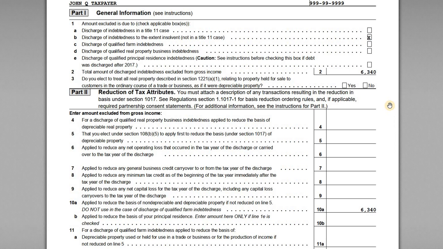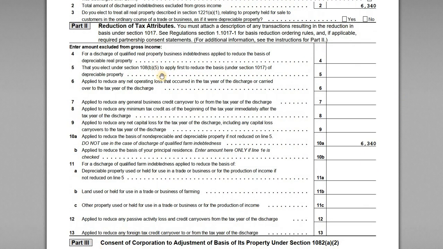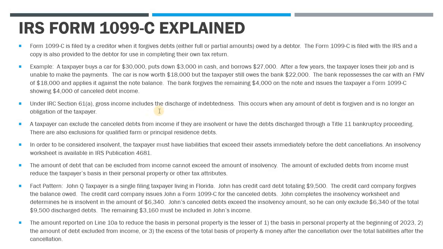Remember, the total amount that was canceled is $9,500, but he cannot exclude all of that from income because he's not insolvent to that full amount. It's capped at $6,340. Once he completes these two fields, part 2 is the reduction of the tax attributes. Line 10A is where we report the reduction in basis of non-depreciable and depreciable property. So the $6,340, how did we come up with that number? This is where it gets a little tricky.